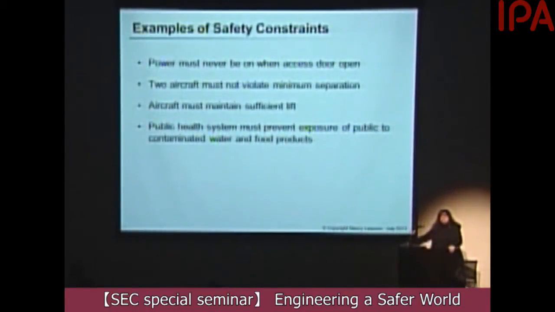Here are some examples of safety constraints. Power must never be on when the access door is open. Two aircraft must not violate minimum separation requirements. Aircraft must maintain sufficient lift. The public health system must prevent exposure of the public to contaminated water and food products.